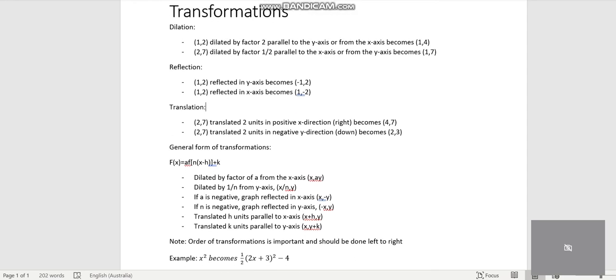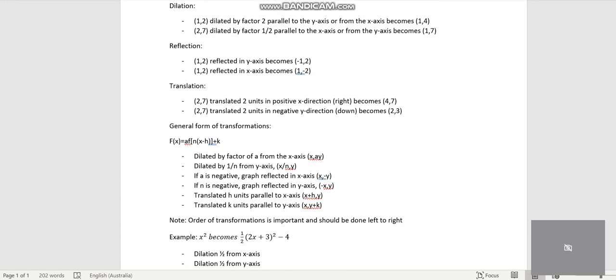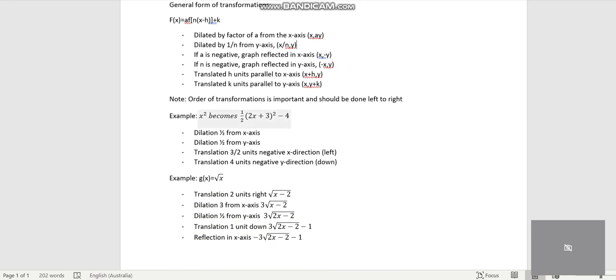So this is the general form of transformations. Here, f of x is some function. These are all the possible ways you can transform it: dilation from the x-axis, from the y-axis, and translations in the positive or negative direction. And this is just how you would change the coordinates. This is kind of done before, and this is just two examples of transformations.